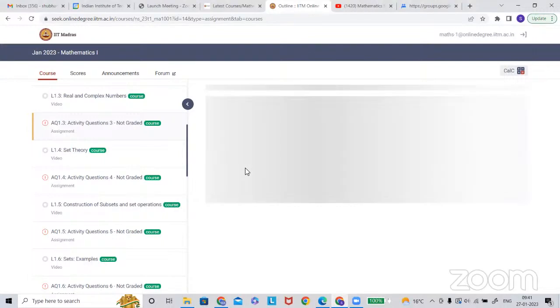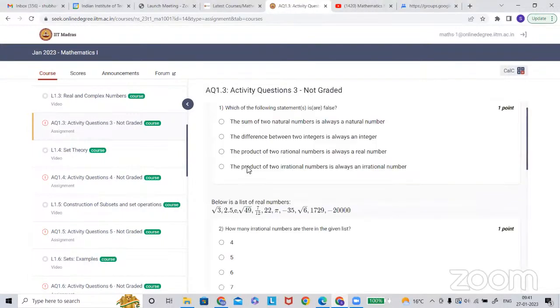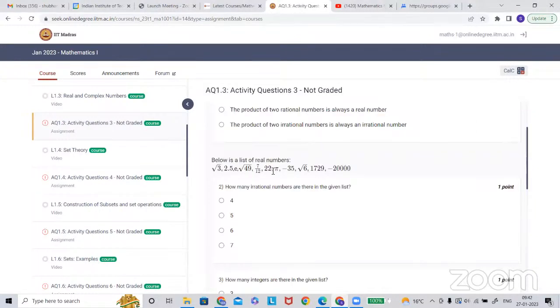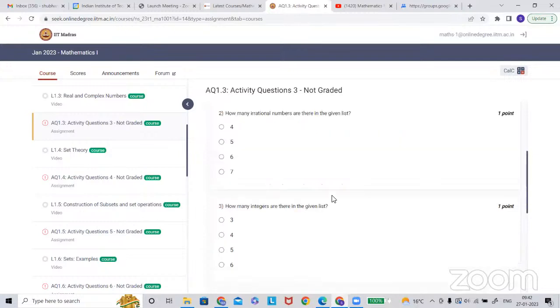What about 49? 49 is an integer. Root over 49, it is just 7. Count those. 2, 3, 7, 22, minus 35, and 1729, and also 20,000 is also an integer, right? Then 1, 2, 3, 4, 5, 6, 7, it came 7, right? Just count carefully.